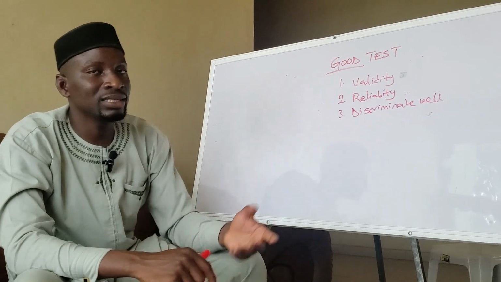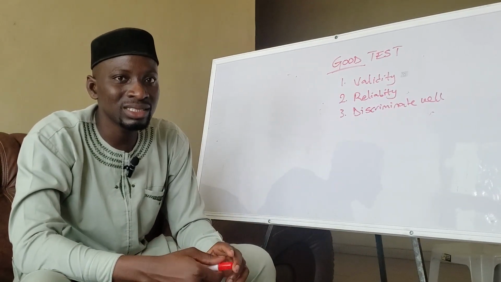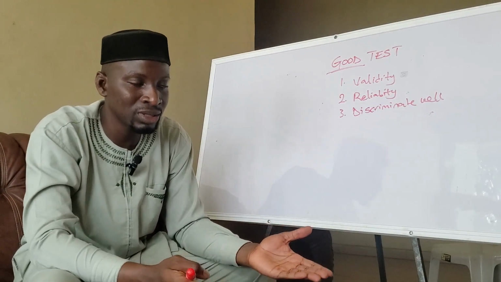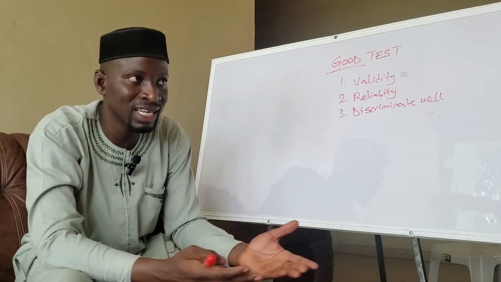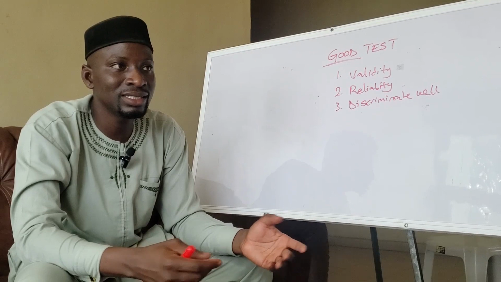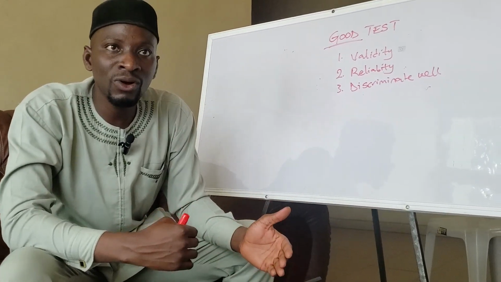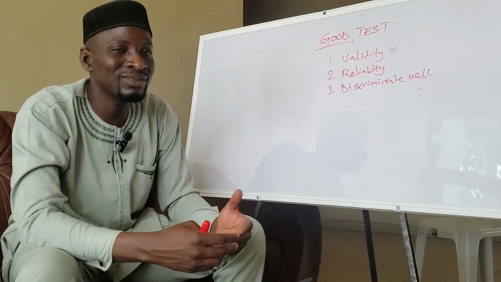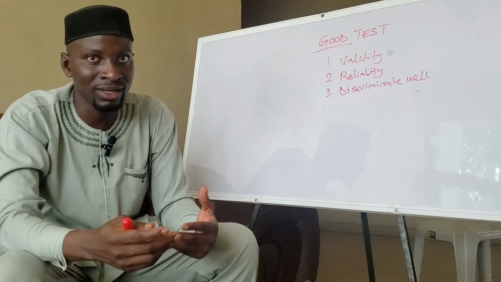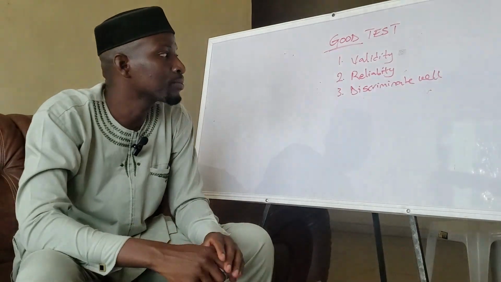So any test that does not discriminate well is not a good test. You cannot really determine those who understood the concept or those who have learnt, then that is not a good test. Everybody is getting it, or everybody is missing it. It's not really a good test. So it must avoid both floor and ceiling effect, meaning that it must not be too easy and must not be too difficult. That is another basic thing that we need to explain some other time.